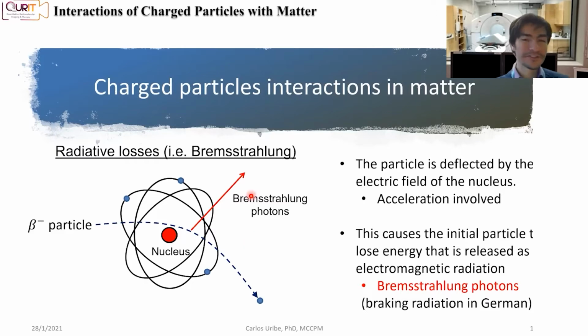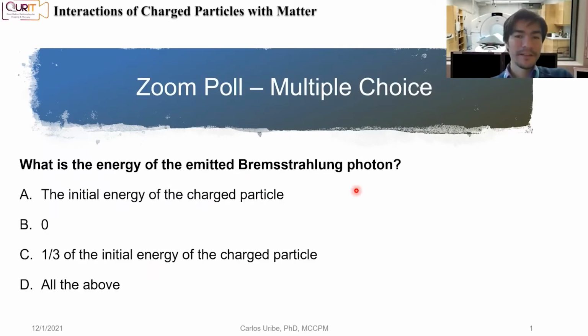So there are photons coming out because of that bending. Those photons are called Bremsstrahlung photons. Bremsstrahlung is a German word that means braking radiation, kind of stopping radiation, because this particle is accelerated and being stopped, it releases those photons. So let's think about it. Now, what would be the energy of that Bremsstrahlung photon?